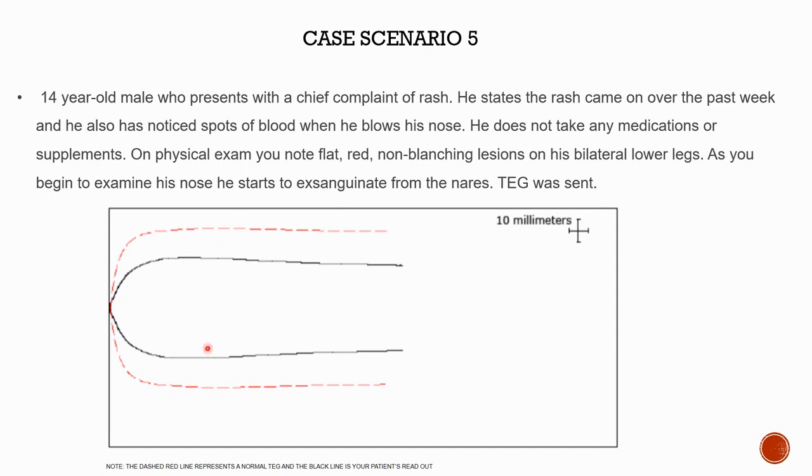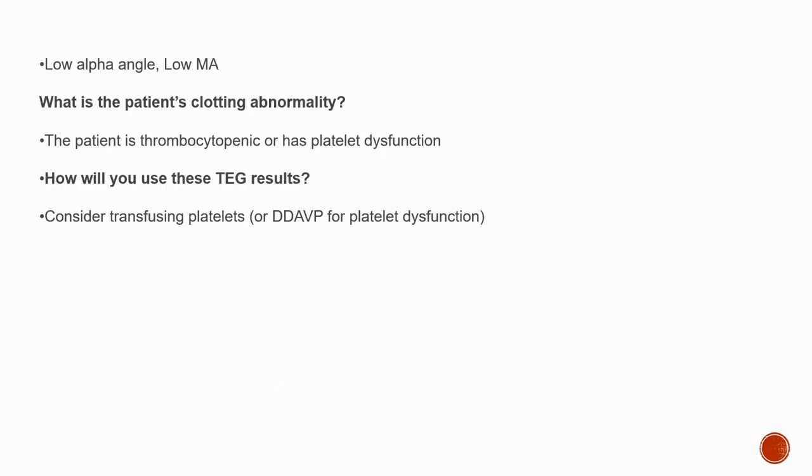So in this TEG, the red line denotes a normal TEG and this black line is your patient TEG. So in this TEG, as compared to a normal TEG, we can see that the MA is reduced and alpha angle is also reduced. So by seeing this, we know that the problem is in platelets. So we will consider transfusing platelets to this patient.